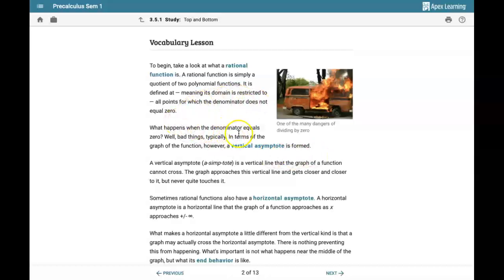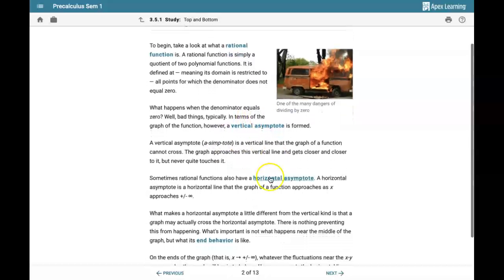One of those restrictions is that the denominator does not equal 0. If the denominator equals 0, the bottom of our fraction equals 0, it forms a vertical asymptote. We'll talk about what that looks like, but a vertical asymptote is a line in the graph of a function that cannot be crossed. The graph gets really, really close to that vertical line, but it never actually touches it.